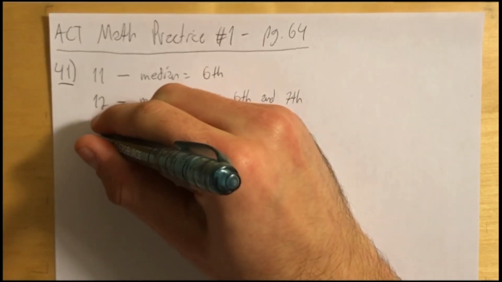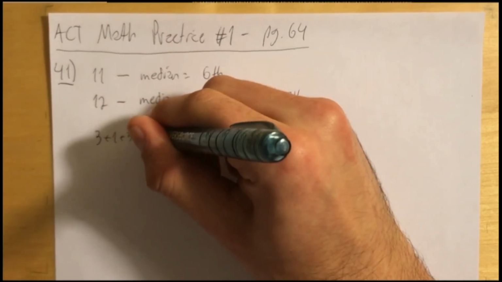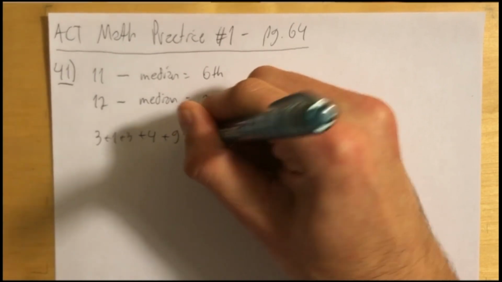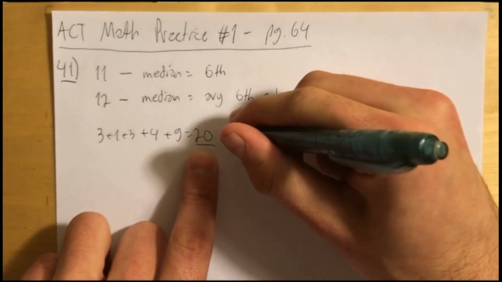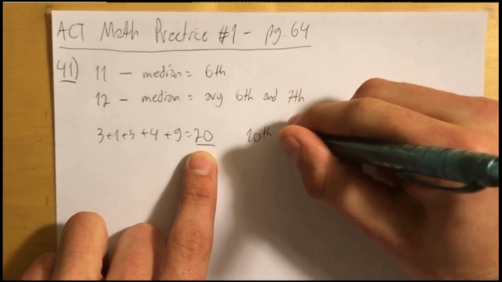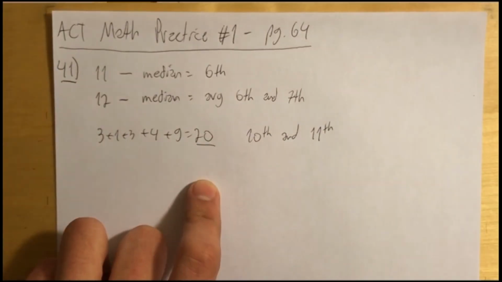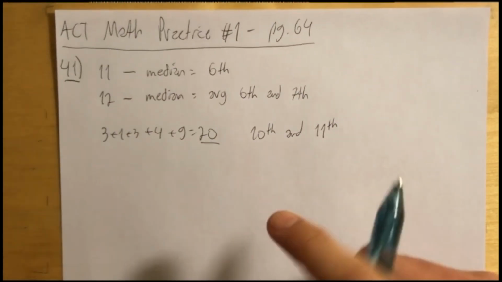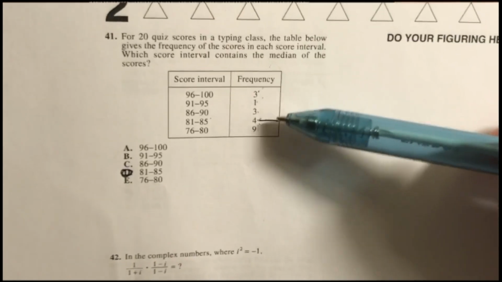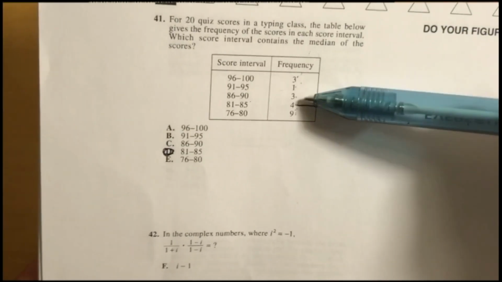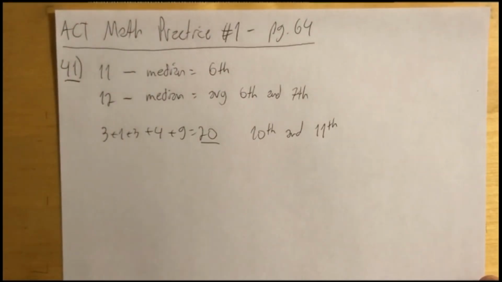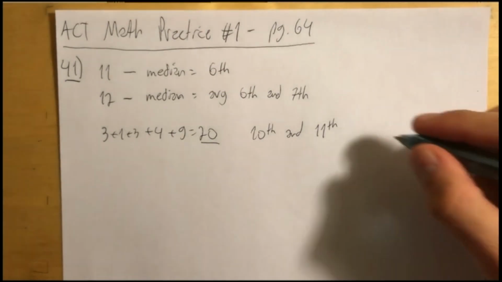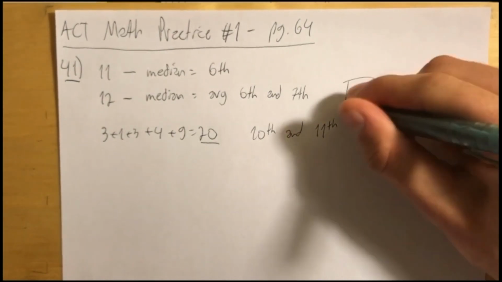So in this case, we're going to look at the frequency and we're going to add everything up. So 3 plus 1 plus 3 plus 4 plus 9 equals 20 scores. Since it's even, we're going to have to average the two middle ones, which would be the 10th and the 11th scores. However, this is actually a nice problem, because both the 10th and the 11th scores fall in this range right here, 81 to 85. So then your median is going to be in this interval, 81 to 85. Therefore, our answer is option D.